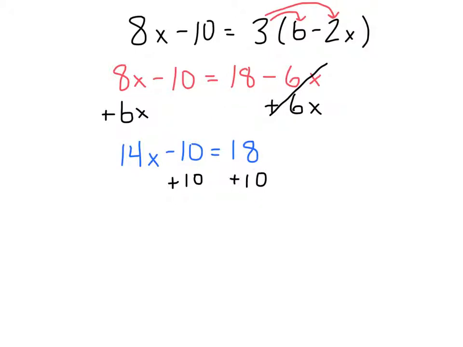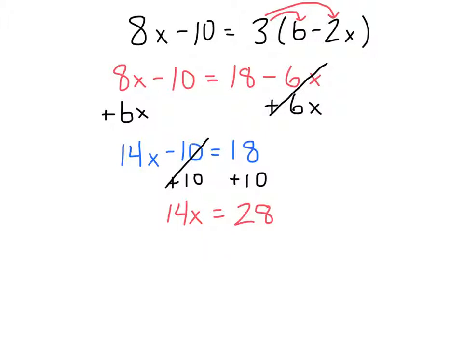On the left side of the equation, the minus 10 and the plus 10, those cancel out. So all you have left on the left side of the equation is 14x, and then 18 plus 10 is 28. Now we have our one easy little operation that we're supposed to do.